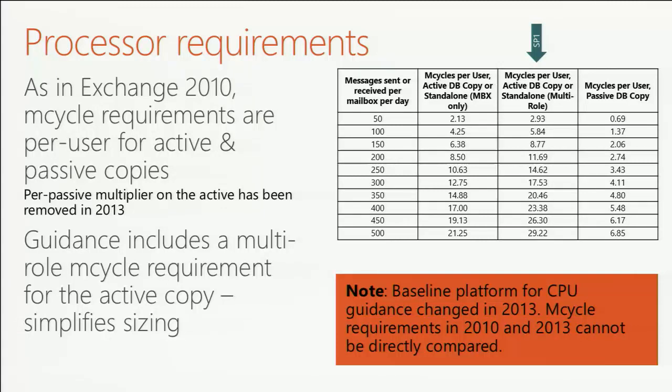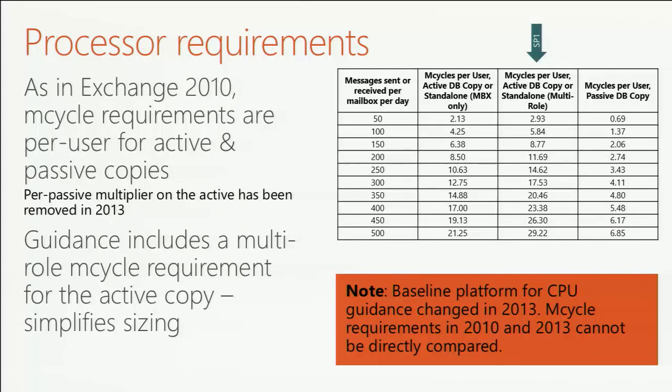So the second column is the megacycles per user running on that server for an active database copy or a standalone, if you're running Mailbox by itself. No one in here should be running Mailbox by itself. Everyone's going to run multi-role. So that second column doesn't apply to anyone. We can just ignore that. The third column that has the SP1 arrow under it or over it, that's the multi-role set of data. So that's the one that's going to apply to all of you. That's the one that matters.